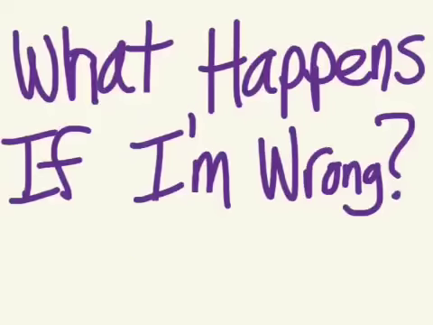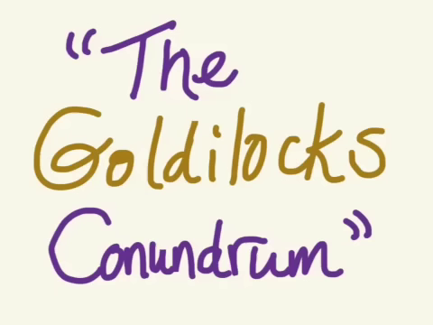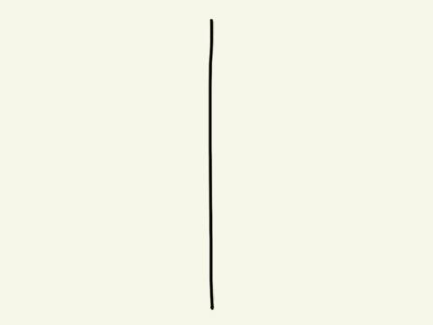Today's lesson is called, What Happens If I'm Wrong? Also known as the Goldilocks Conundrum. And for those of you that don't know, a conundrum is a very difficult problem that seems to go round and round and round. The Goldilocks Conundrum.